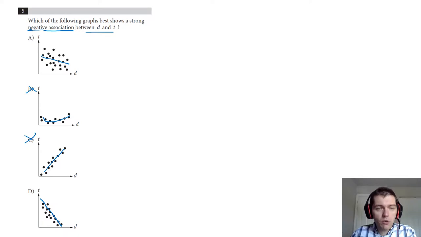So what are they looking for? Are they looking for a loose correlation? They're looking for a strong negative association. It's clear that D has the strongest negative correlation, and D is your correct answer.